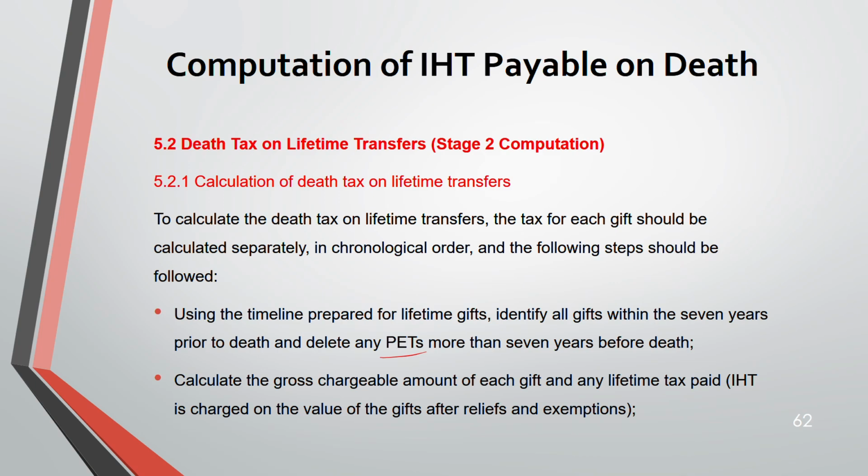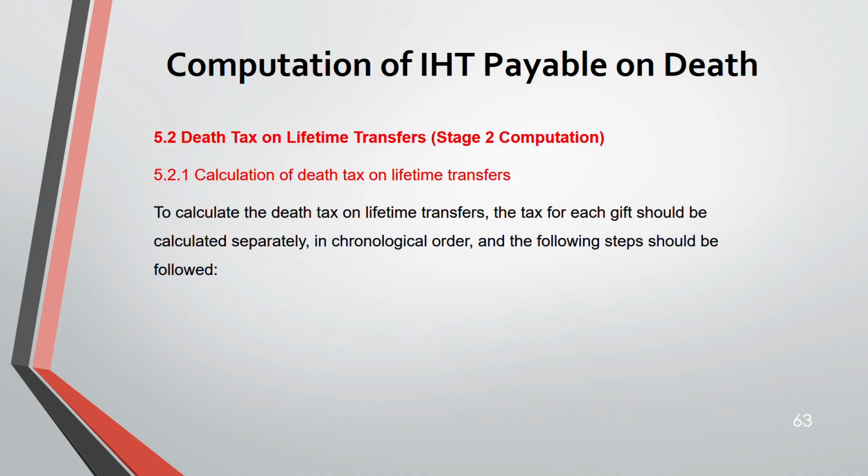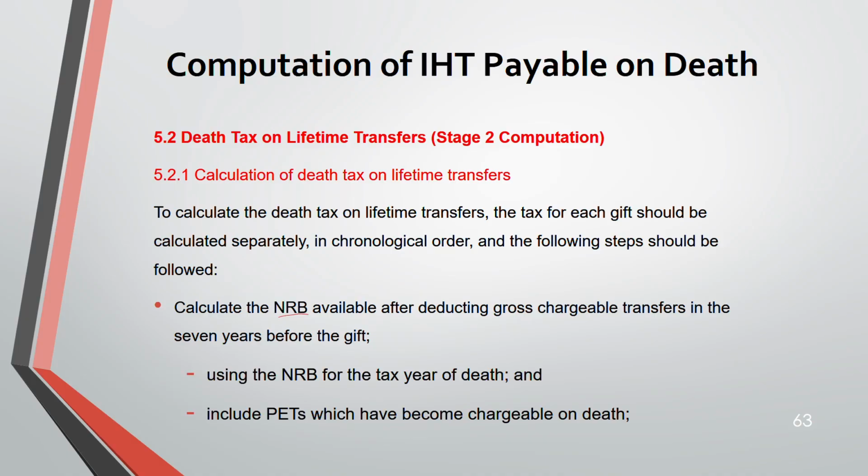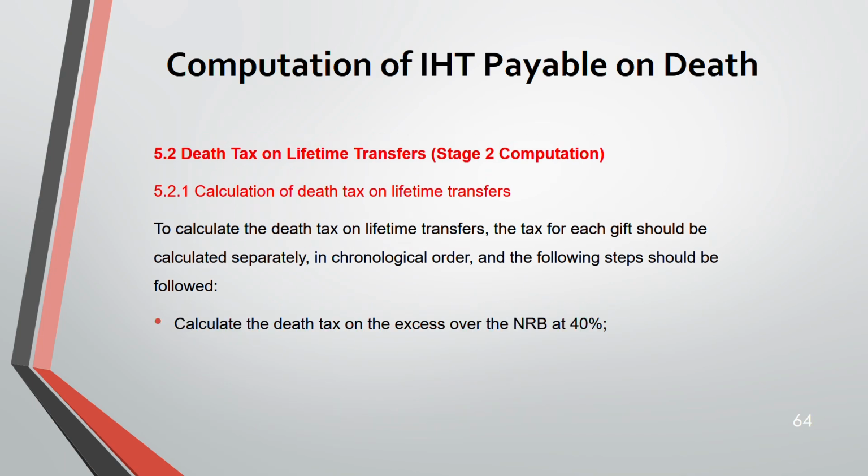And calculate the gross chargeable amount of each gift and any lifetime tax paid. That is, IHT starts on the value of gifts after reliefs and exemptions. Next, calculate the nil rate band that is available after you deduct the gross chargeable transfers in the 7 years before the gift. So use the nil rate band for the tax year of death and include PET which now becomes chargeable on death. Remember, now when you're calculating nil rate band, PET will be included if it becomes chargeable on death. Then calculate the death tax, that is the excess over your nil rate band at 40%. And then calculate and deduct any taper relief.